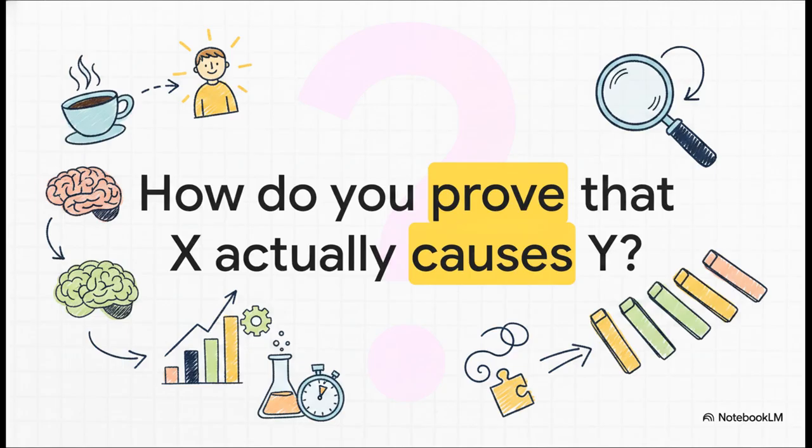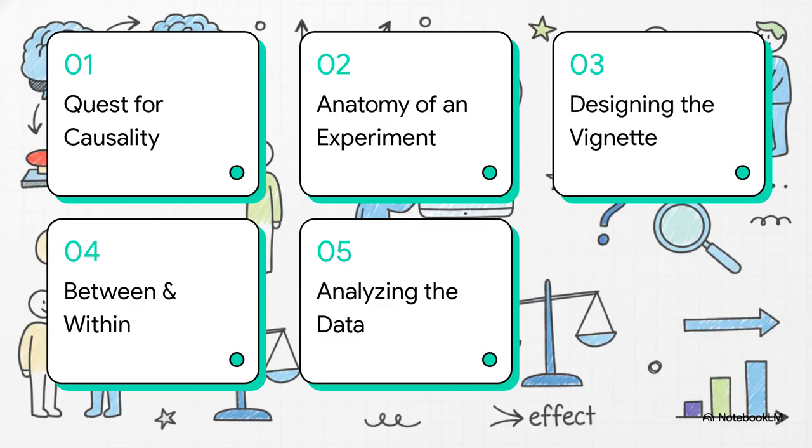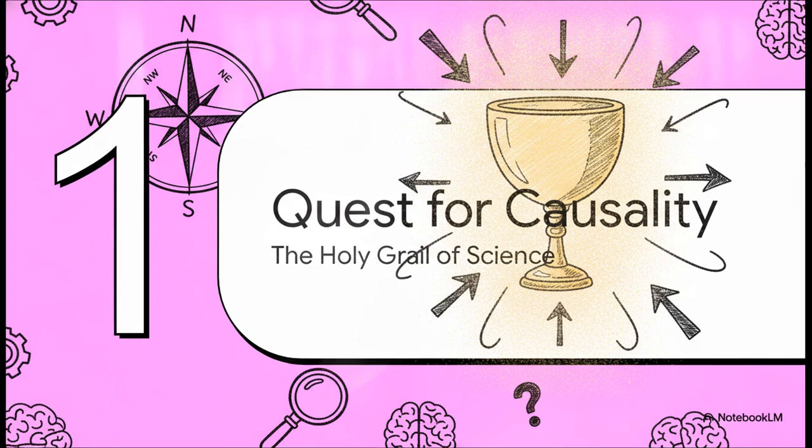Well, finding the answer to that is the entire foundation of rigorous research. It's an incredible puzzle, and it's exactly what we're going to solve together today. Okay, let's dive into this. Here is our roadmap. 1. The quest for causality. 2. Anatomy of an experiment. 3. Designing the perfect vignette. 4. Between and within subjects. And 5. Analyzing the data.